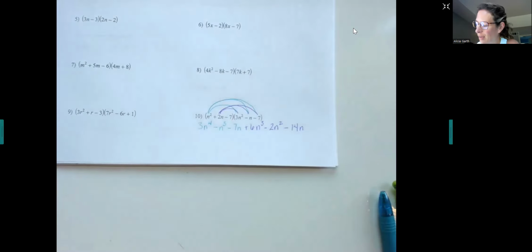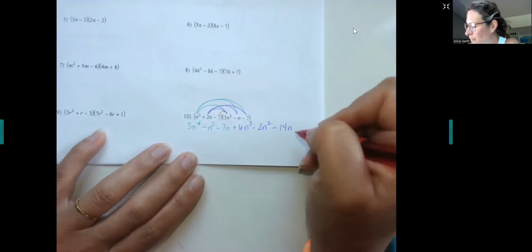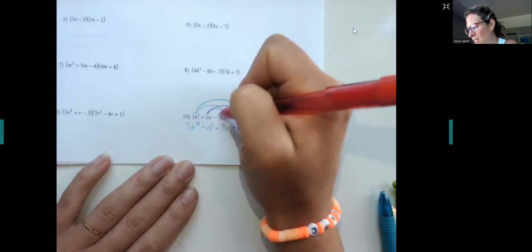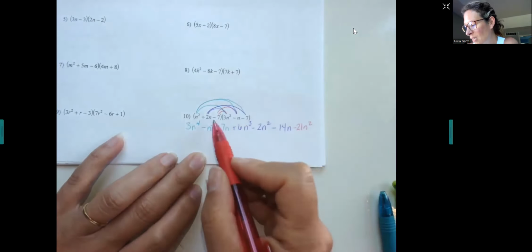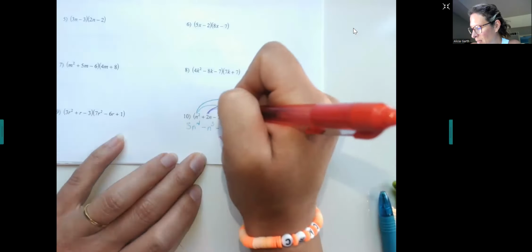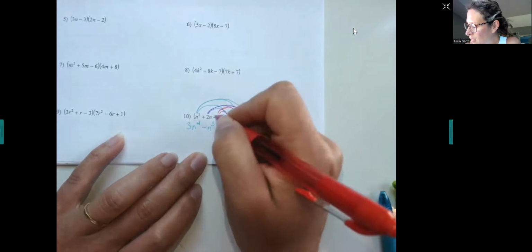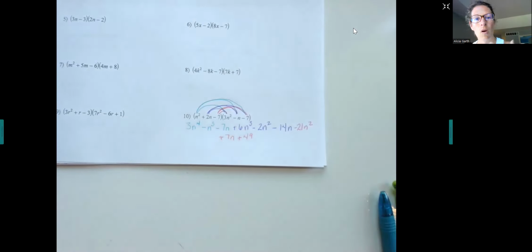Then in red, I have negative 7 times 3n squared. Negative 7 times 3 is a negative 21n squared. Negative 7 times a negative n is a plus. Negative times a negative is a positive, 7n. And negative 7 times a negative 7. Negative times a negative is a positive. 7 times 7 is 49. So 3 different colors here to show my brain and you what we've multiplied.